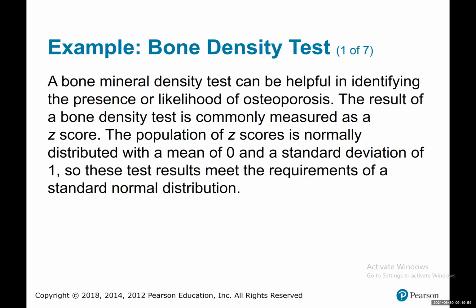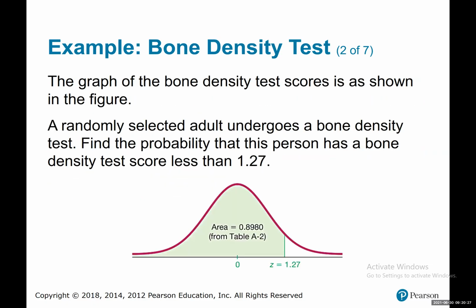Example, bone density test. A bone mineral density test can be helpful in identifying the presence or likelihood of osteoporosis. The result of a bone density test is commonly measured as a z-score. The population of z-scores is normally distributed with a mean of 0 and a standard deviation of 1. So these test results meet the requirements of a standard normal distribution. Thank you. So they are normal, the mean is 0, and the standard deviation is 1, so it's a standard normal distribution.